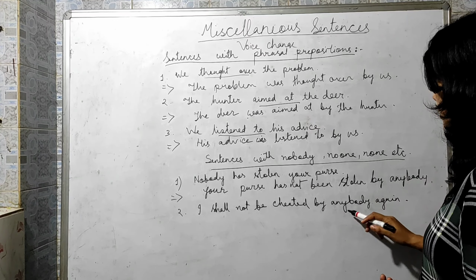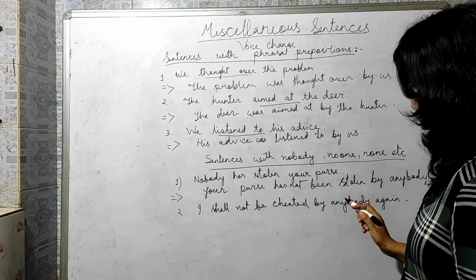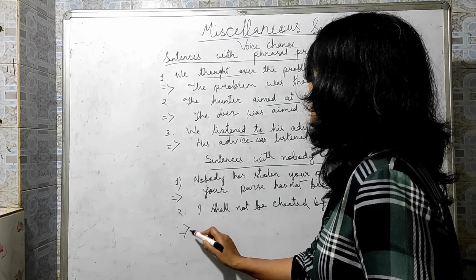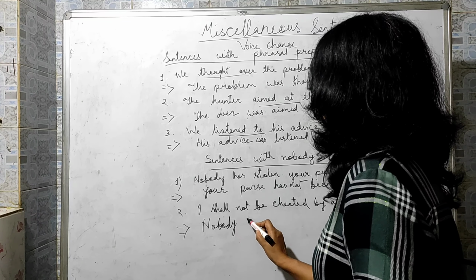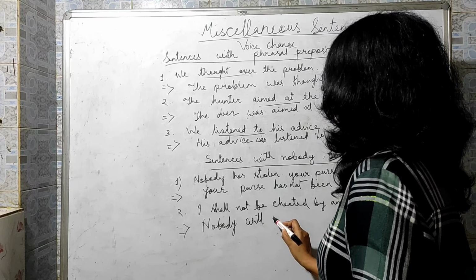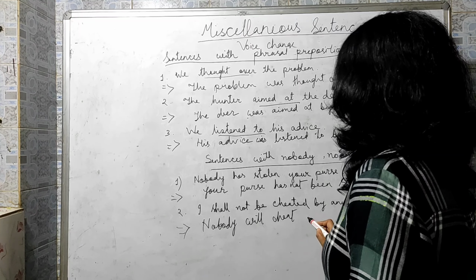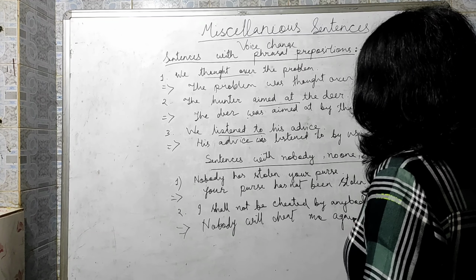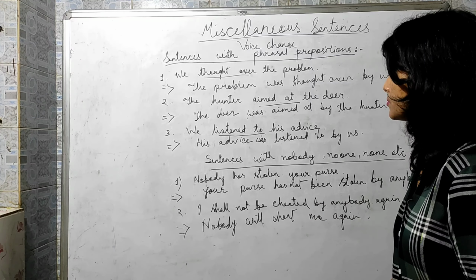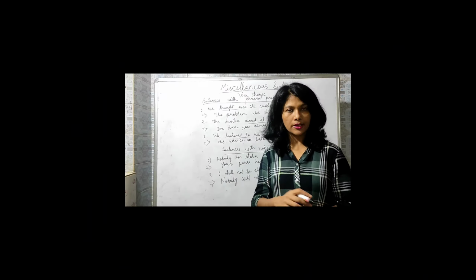"I shall not be cheated by anybody again." Anybody will become nobody. Nobody will cheat me again. So these are miscellaneous sentences.